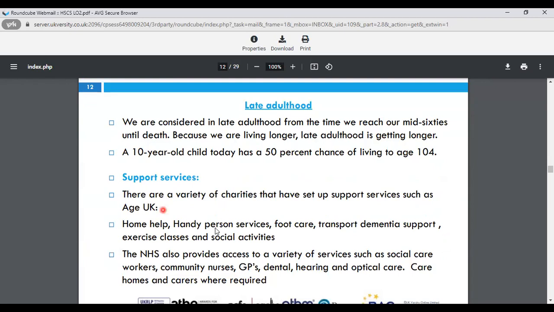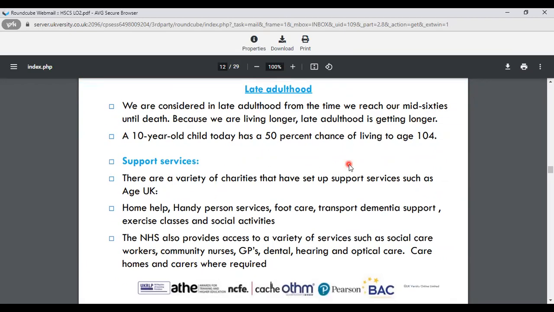So in late adulthood, we consider it at the time when we reach our mid-60s until death. And because we are living longer, late adulthood is getting longer with time. A 10-year-old child today has a 50% chance of living to the age of 104 years. But with this living, there's a lot of other disabilities also occurring.